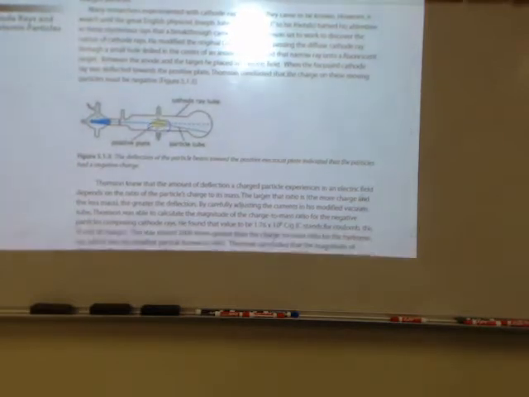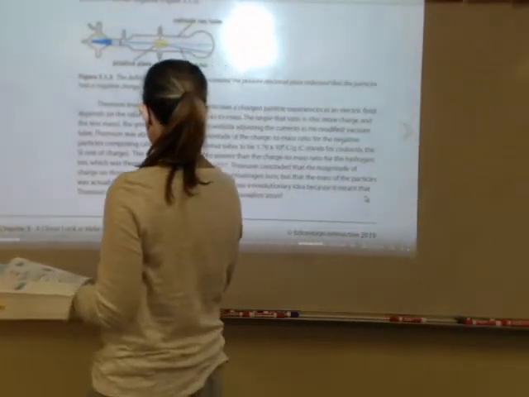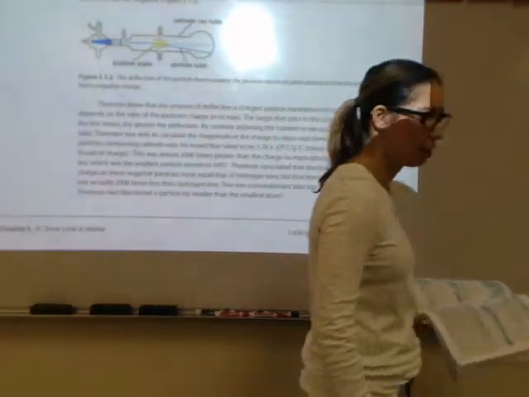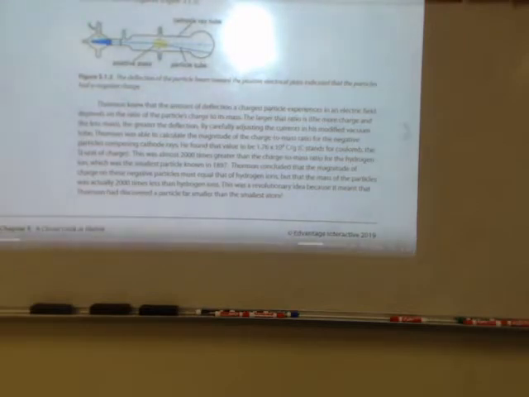And you know that opposite charges attract. So that means that if I have a positive plate and the ray is attracted to the positive plate, the ray has to consist of negatively charged particles. And so he was able to calculate the magnitude of the charge to mass ratio for these particles. And he found that it was 2,000 times greater than the charge to mass ratio for hydrogen, which was the smallest particle that was known in 1897. So Thompson actually discovered a particle that was a lot smaller than the smallest atom known at the time.